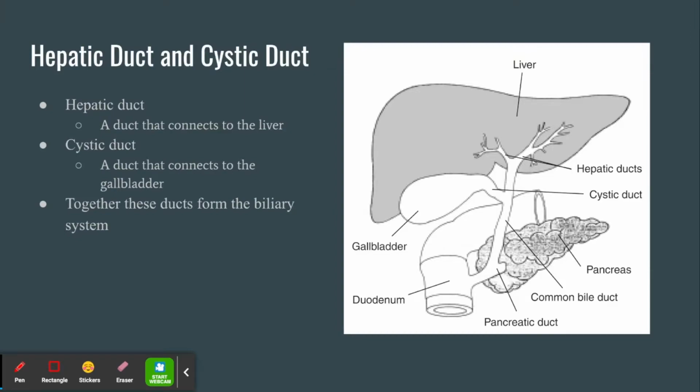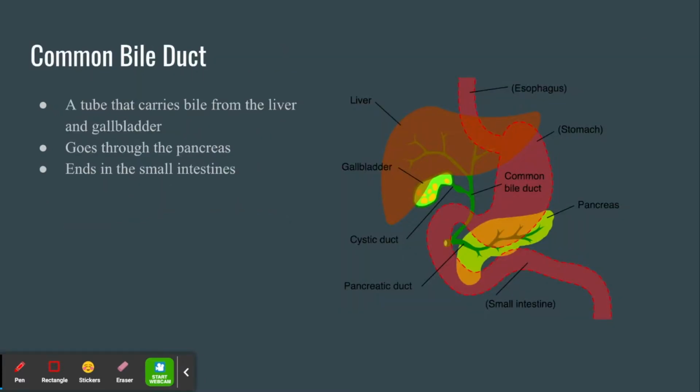The hepatic duct connects to the liver, and the cystic duct connects to the gallbladder. The common bile duct is a tube that carries bile from the liver and the gallbladder. It goes through the pancreas and ends in the small intestines.